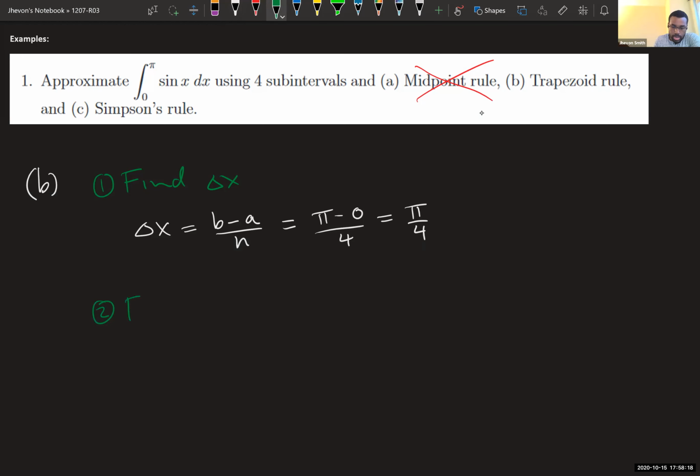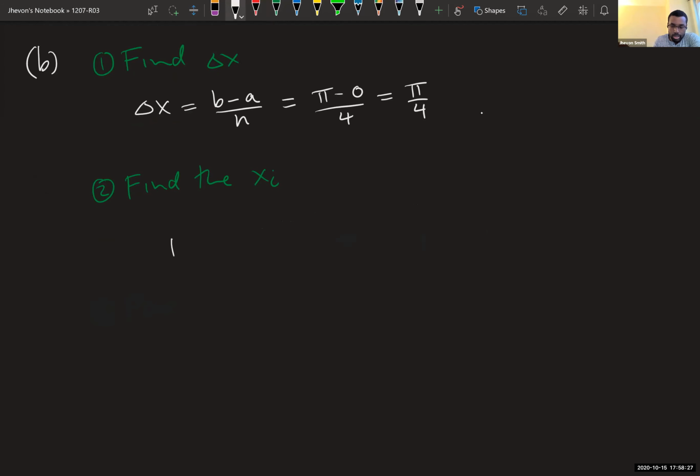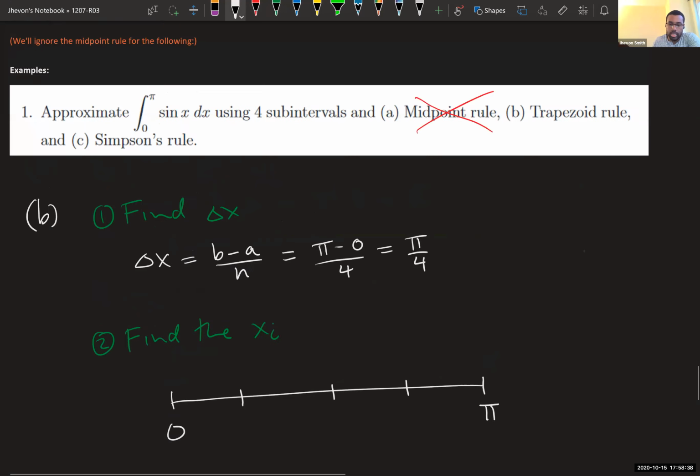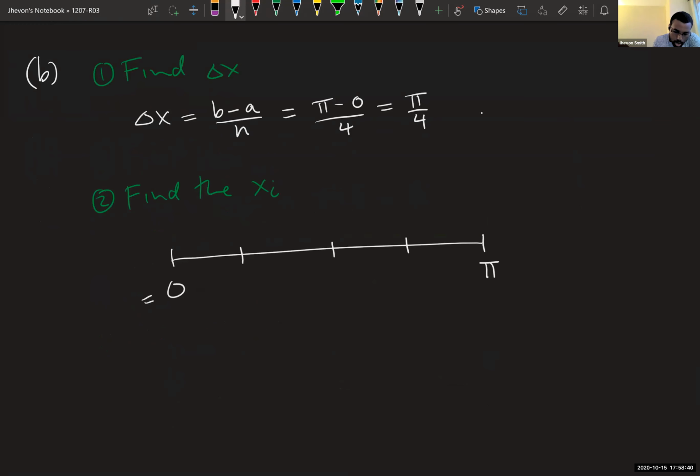Two, find the xi, all the x values that you would need. Personally, I like to draw a picture, but however you can do it, that'll be fine. So the interval is from zero to pi. I know I want to cut it into four equal pieces because my n is four. And the first part is always called x zero. The last part is the xn, which is in this case, x four. So this will be my x1, my x2, and my x3 that I'm going to plug into the above formulas.